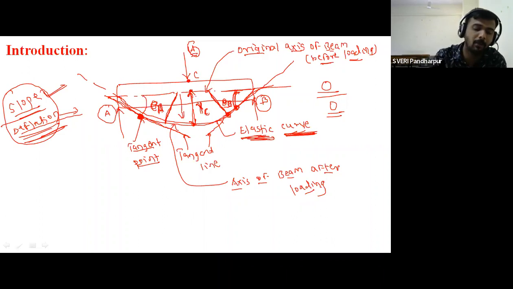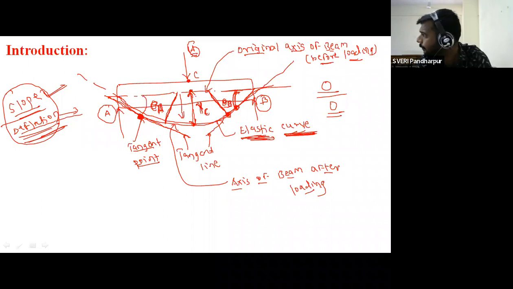Now, while calculating this particular slope and deflection, what is our requirement? Whether the value of slope and deflection should be maximum or minimum. What is the requirement while designing the beam structure? Just as while designing the beam, I calculate the bending moment, and by using the bending moment, I calculate the bending stress. So what is our requirement? Bending moment should be maximum or less? Bending moment should be maximum.